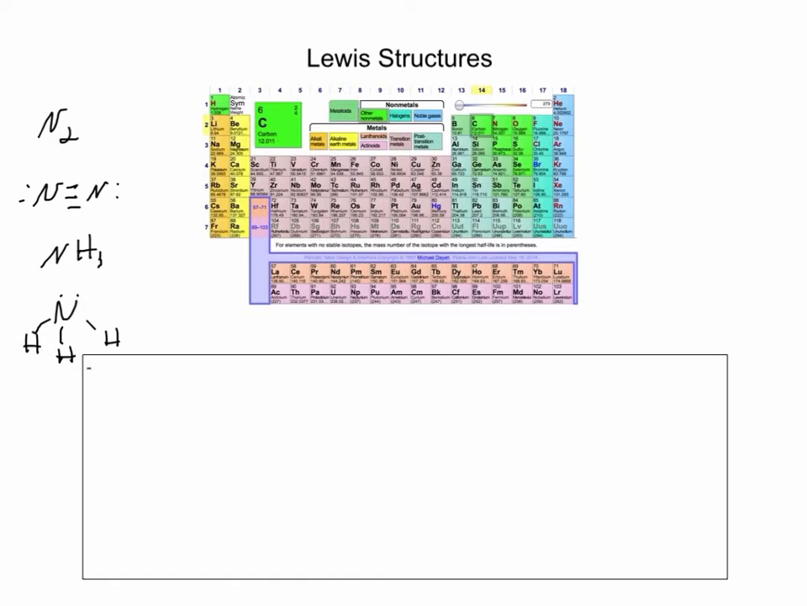First, all atoms form covalent bonds in order to complete the octets. Okay, all atoms, and in this case I'm talking about the nonmetals, so all the nonmetals form covalent bonds in order to complete the octets. And remember, there is one exception.